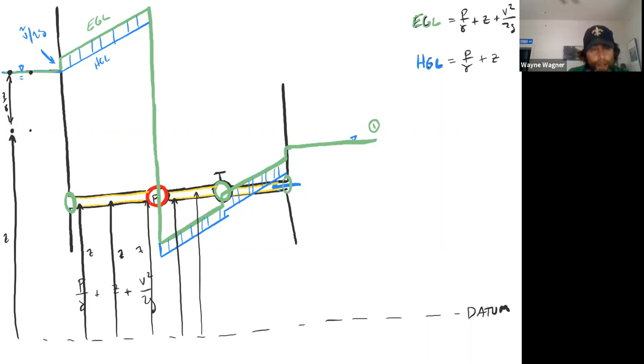So then the last thing we need is pressure. We've got P on gamma. I don't know a good color. We'll do red here. So P on gamma goes from the Z to the HGL. So this is P on gamma.